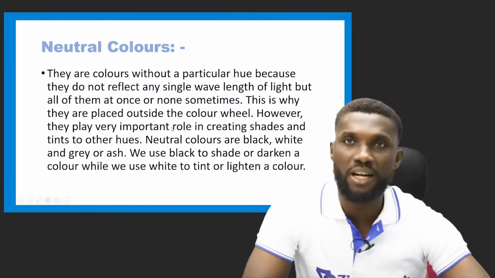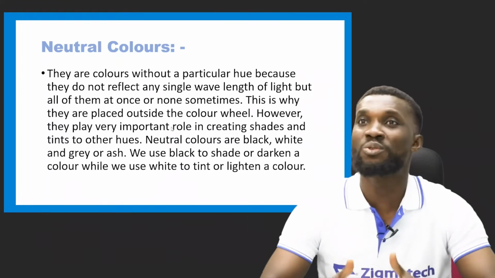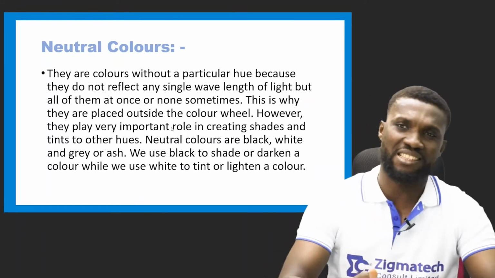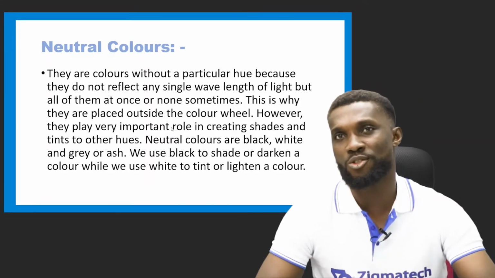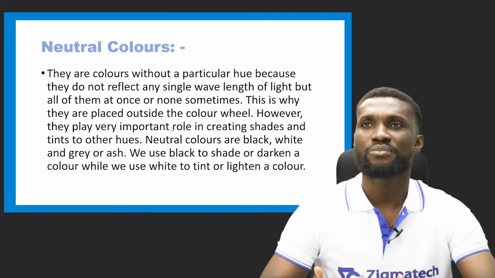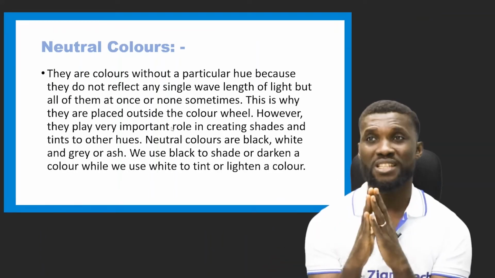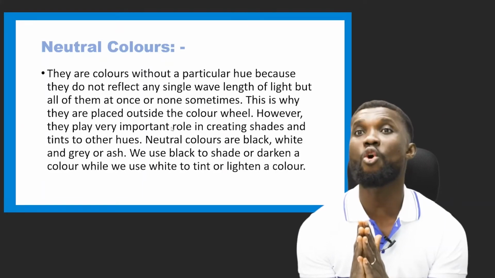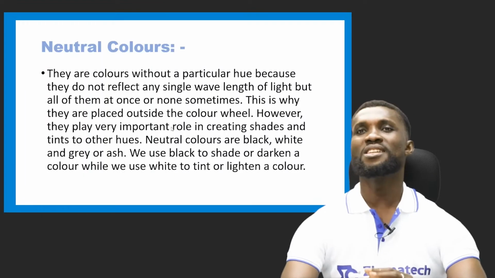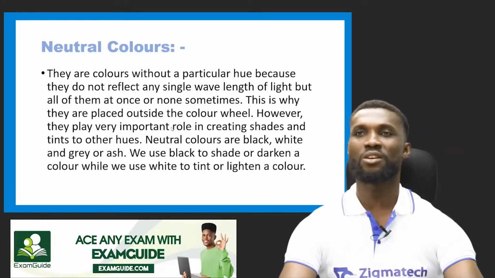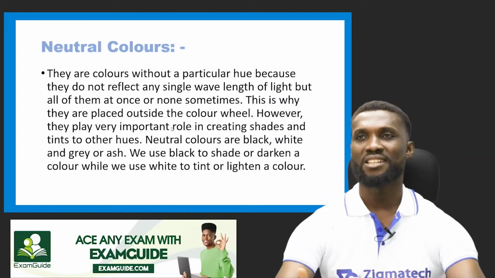So now let's look at the neutral colors. These are colors without a particular hue. You can neither identify them, you can't say, okay, this is red, this is blue. They have strange names and they look kind of wet. They are gray in nature, but you can actually identify them. Because they do not reflect any single wavelength of light, but all of them at once, or none of them at a time. This is why they are placed outside the color wheel. We place the triad and the neutral colors outside the color wheel.